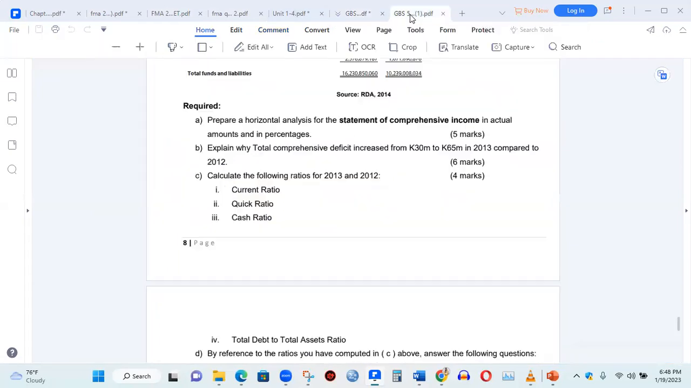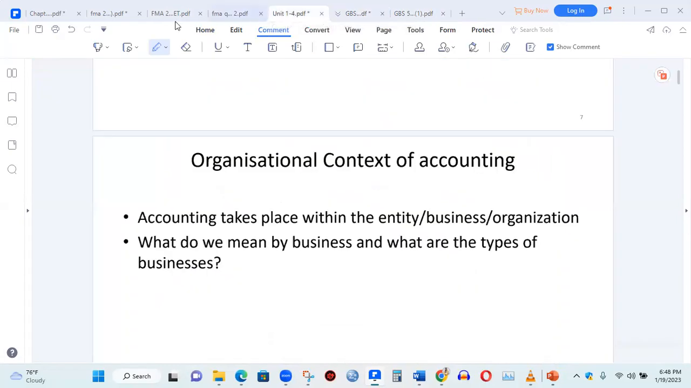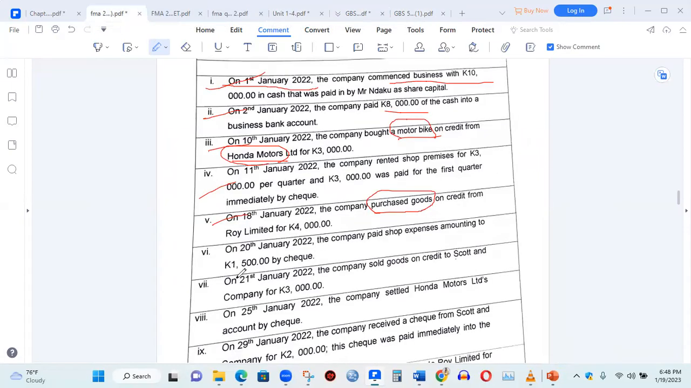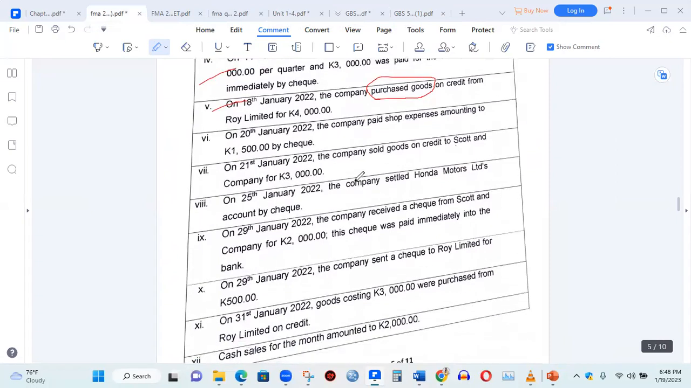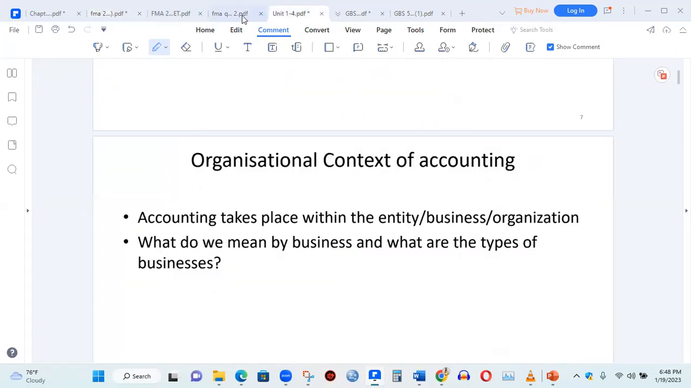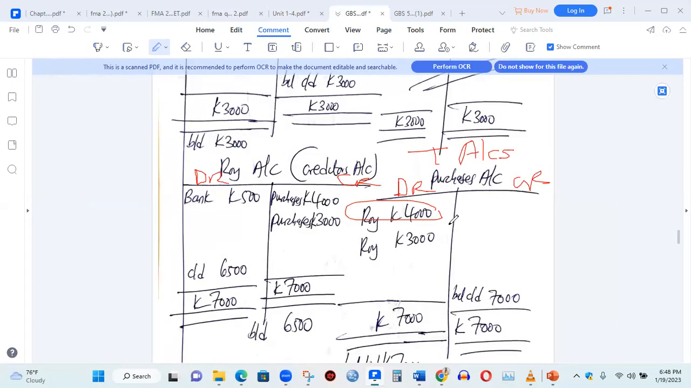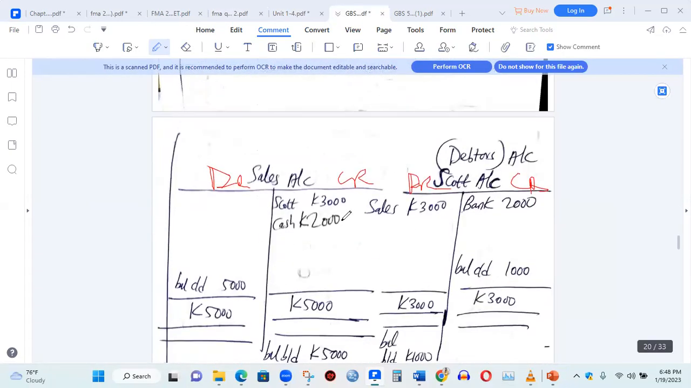And then getting down to the other item on this one. On the rest, remember the goods sold on credit to Scott company for 3,000 kwacha on the sales aspect. So sales was 3,000 kwacha. So Scott, we sold. So we are giving away, because we are selling, we are giving away 3,000 to Scott, meaning that Scott received, because we sold to Scott, Scott received the goods of 3,000.